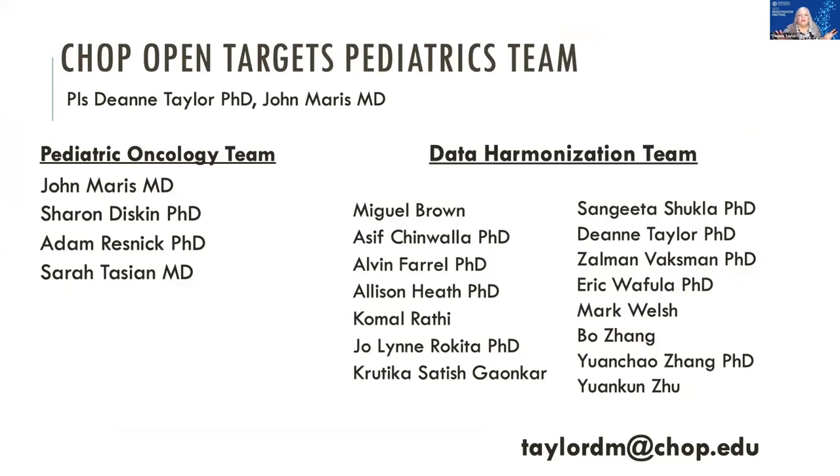So this is the team that's actively working on this right now. We have our pediatric oncology team, people we consider to be experts in pediatric oncology that are local to CHOP. And John Maris is my kind of co-PI on this grant, although he's kind of overwhelmed with his other stuff. So he's definitely the pediatric oncology lead on this. And of course, Adam, Sharon, and Sarah are all indispensable for this work. And the data harmonization team, you'll probably recognize a lot of these names from their work already in the PBTA work, like Jo Lynn and Kavatika and Kamal, Allison, and other people on this list. So Yunkun.